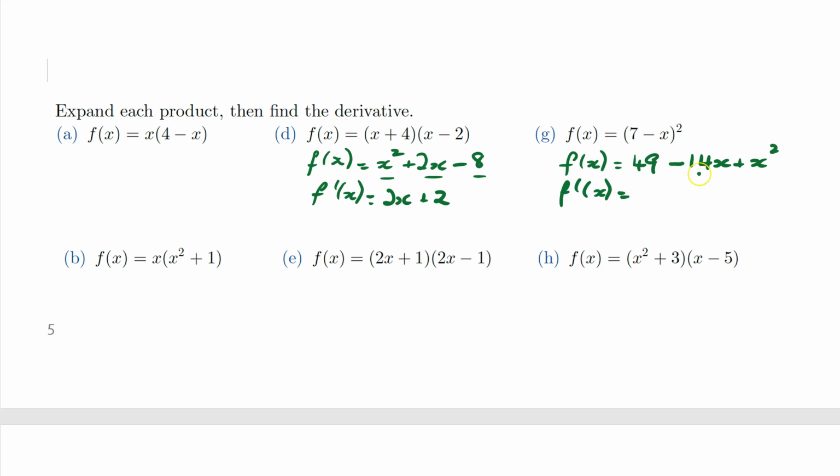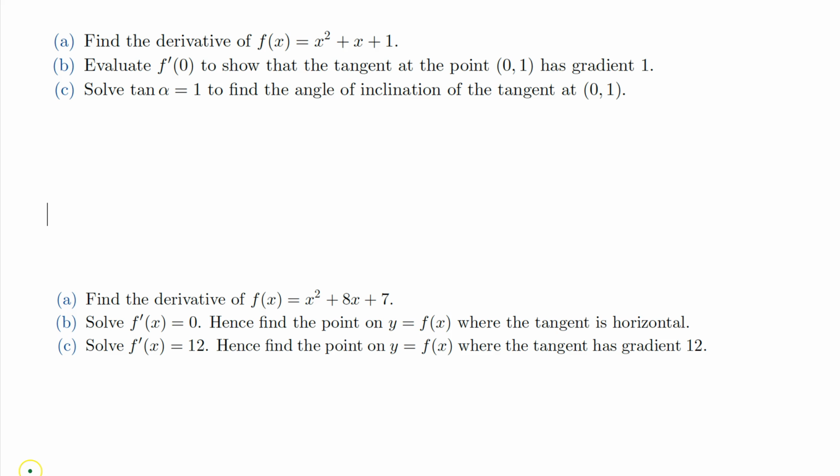So the differential of this is 0, the differential of this is negative 14, and the differential of x squared is 2x. So we'll just do this first one here. So part A says find the derivative of that. So f dashed of x equals, by our rule, 2x plus 1. Part B says evaluate f dashed of 0.